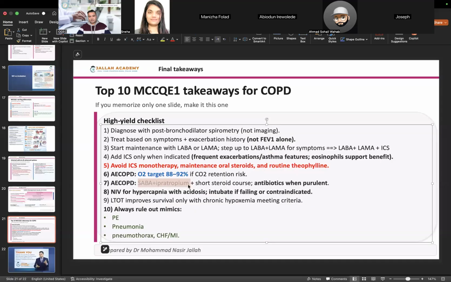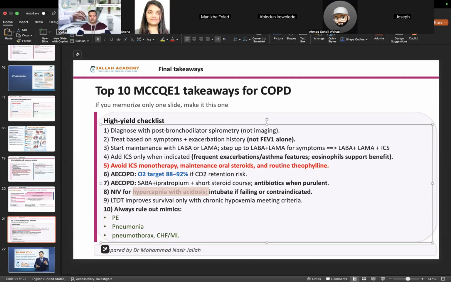Now, for the exacerbation, the target is this, which we did talk about. Again, we start with a short-acting bronchodilator, steroid, and antibiotic when the sputum is purulent, then non-invasive ventilation if there is hypercapnia and acidosis. When I say hypercapnia, the PaCO2 is more than 45 and the pH is less than 7.35. Intubate if this fails or is contraindicated.